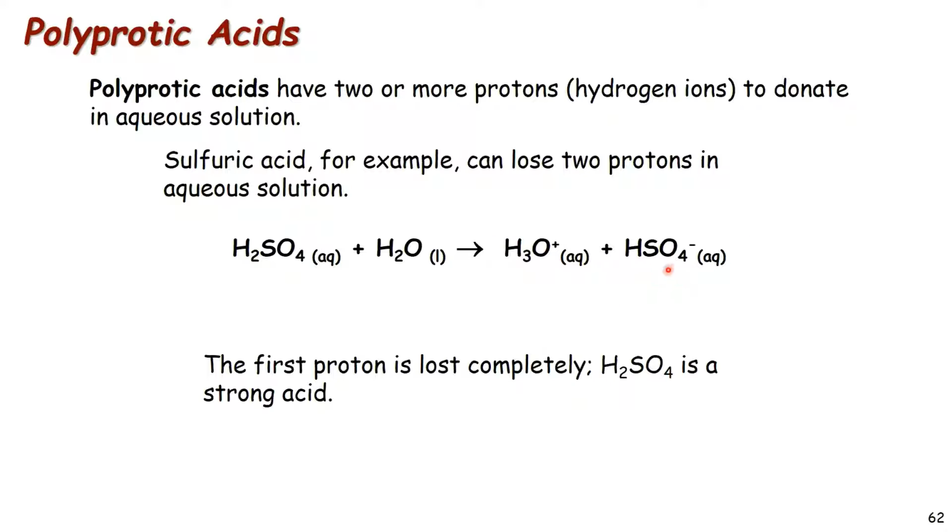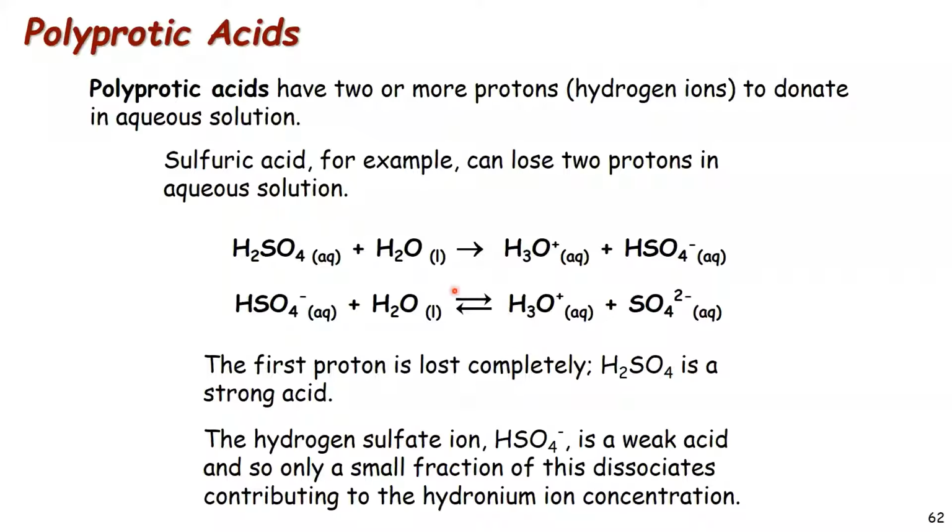But the HSO4 is weak, okay? So now we're going to use a double arrow. So there is no Ka value for sulfuric acid because it's a strong acid, but there is a Ka value for the hydrogen sulfate ion. It's a weak acid. It only partially dissociates. It only partially gives up some of its hydrogen to water to form the hydronium ion and leaving behind the conjugate base. Okay. So again, the first one's strong.